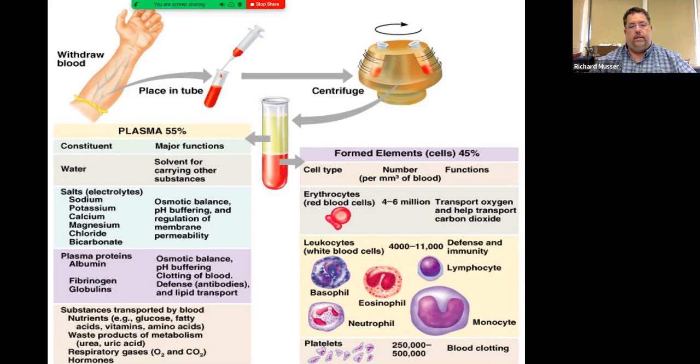In fact, if it ends up being more like 60 or 70%, then that's a good example of someone who is anemic and not making enough blood cells. And actually, if you're dehydrated, you might end up with 50% or something like that. But again, water is the solvent that's carrying the other substances.